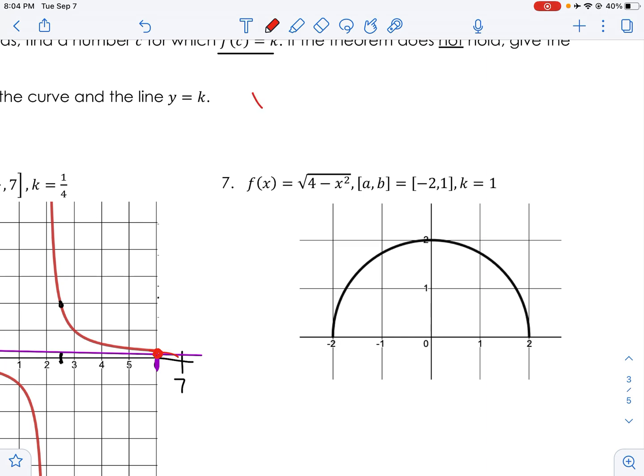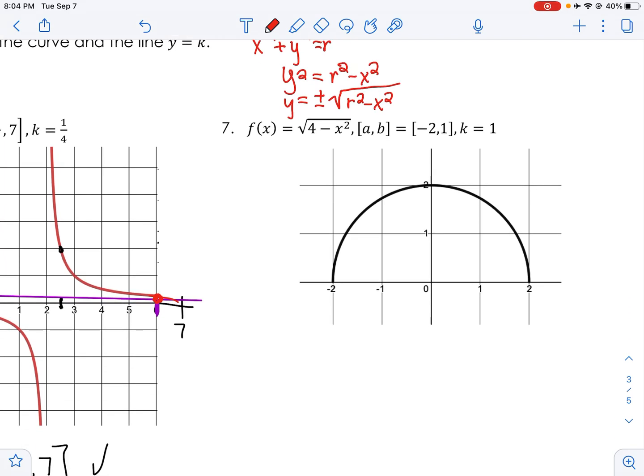Okay, so if we had x squared plus y squared equals r squared, and we solved for y, that would give us y squared equals r squared minus x squared. And then we take the square root of both sides, so y equals plus or minus the square root of r squared minus x squared. Okay, and we're just looking at the positive half of that, but that's how we came up with this half a circle or semicircle equation.